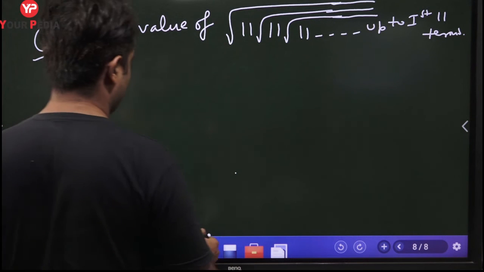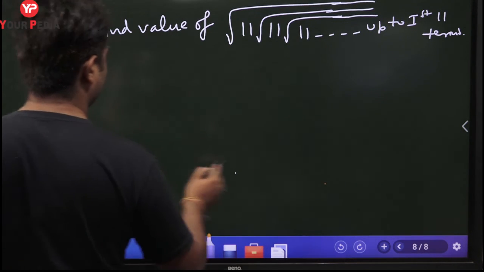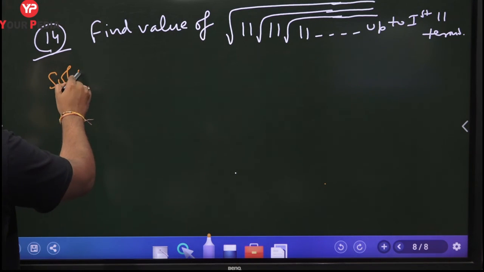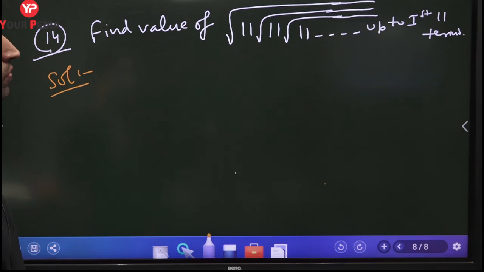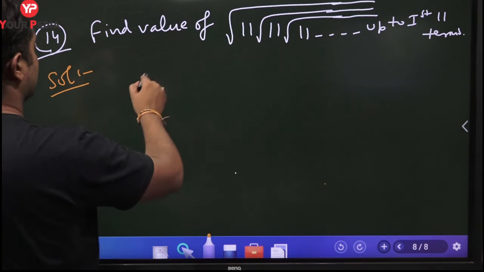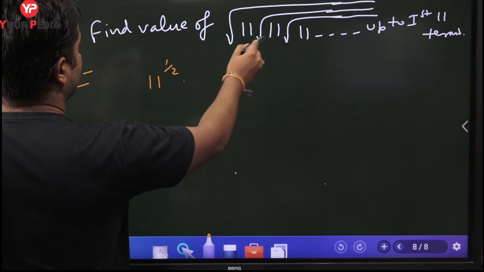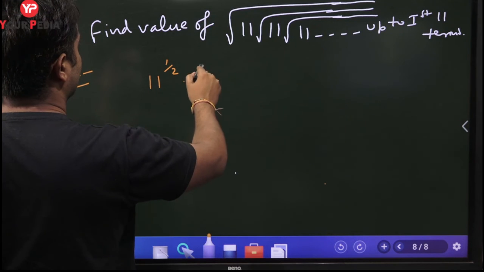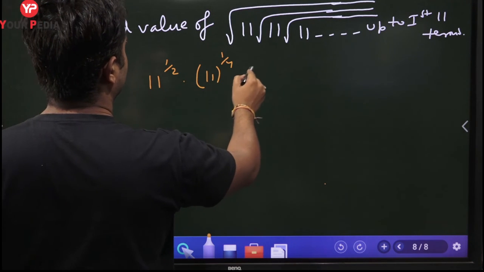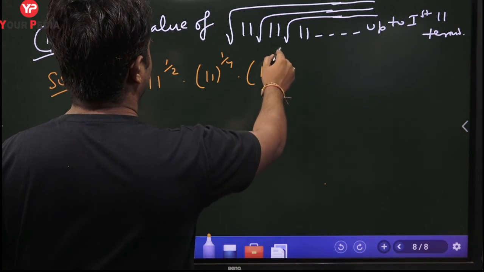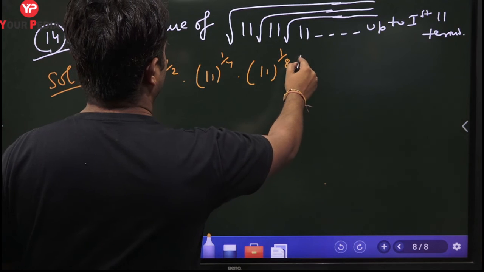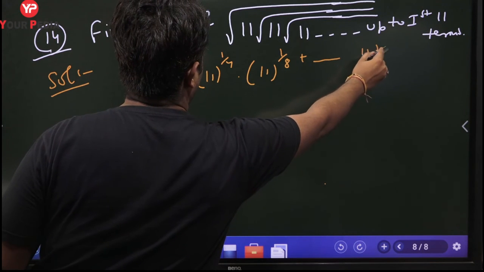Okay, so let's try to solve this question. Now this is up to first 11 terms. First is 11 power 1 by 2. Second is under 2 square roots, so that is 11 power 1 by 4. Third under 3 roots, 11 power 1 by 8. Dash dash dash up to 11 terms.